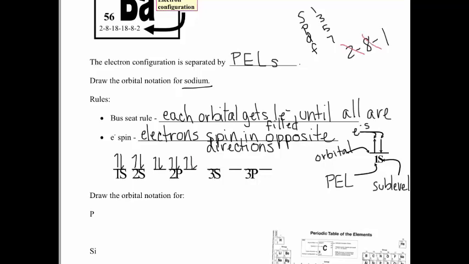So I'm done with my second, and I can move on to the third principal energy level, where I only need to place 1 electron. Again, I'm going to start with S, which only has 1 orbital, and I'm going to put in my 1 electron. Normally, I wouldn't have even drawn this, but we put them all in just in case. So I am now done drawing my orbital notation for sodium.